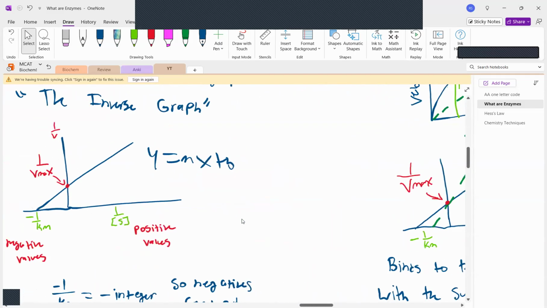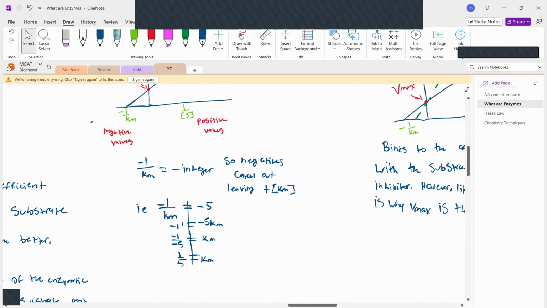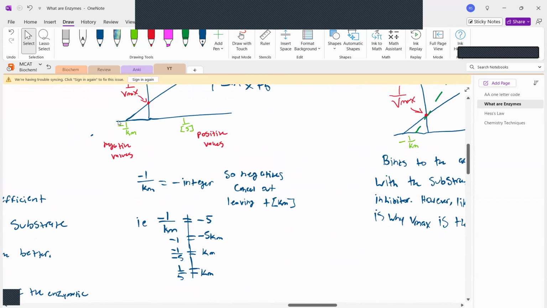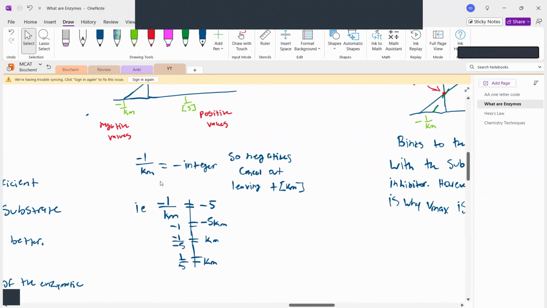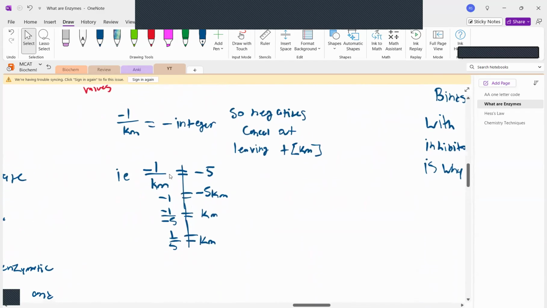So why do we have this? The negatives will cancel out, eventually leaving a positive Km. That's why it's -1 over Km. Think about it, right? You have -1 over Km equals that negative integer. With simple algebra, if you follow along, you have -1 over Km equals -5. A negative divided by a negative is a positive, so they cancel out. So the Km is actually 1/5.